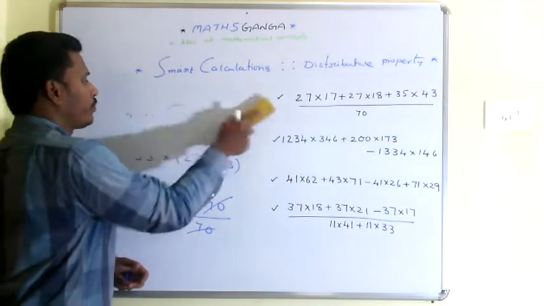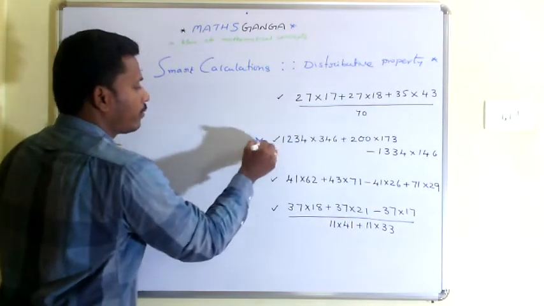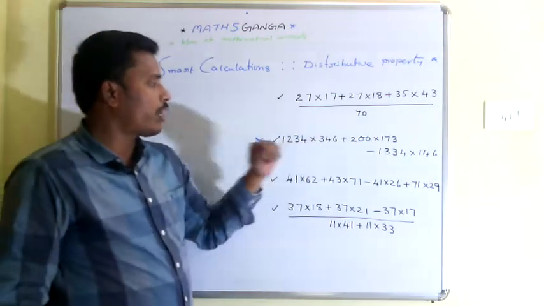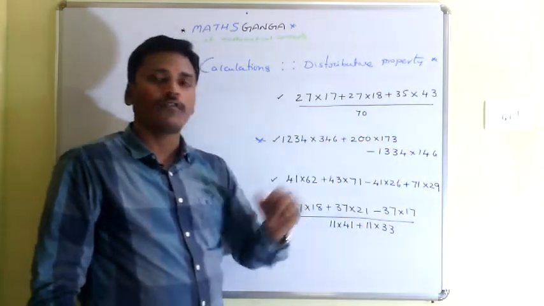Okay, right. Then let us do the next problem. If you see the next problem, this one, see 1234 into 346. Okay, 200 into 173, 1334 into 146.